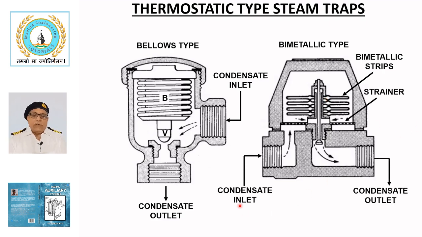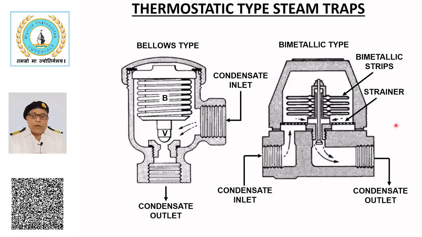The condensate enters from the bottom, passes through the strainer, flows around the spindle, and finally leaves from the bottom. As the steam approaches the bimetallic strip, the temperature increases and deflection of the bimetallic strip closes the valve. This type of steam trap can work over a wide range of pressures without the need for readjustment and can operate satisfactorily under superheat conditions. It is not prone to damage by water hammer or vibration.